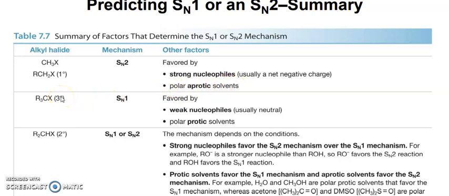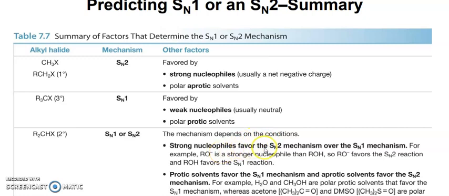And this is going through Sn1, favored by weak nucleophiles, usually neutrals, and a polar protic solvent. And this 2-degree is favored by Sn1 and Sn2 both. The mechanism depends on the conditions.